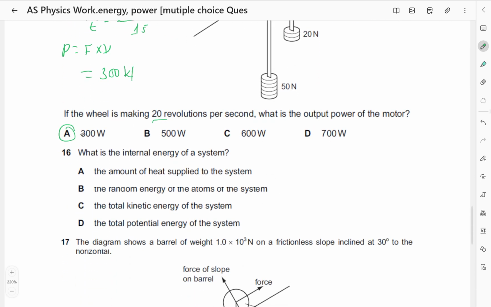What is the internal energy of a system? Although internal energy is in A level, we can still answer it here. Internal energy is the sum of kinetic and potential energy. So it is the random energy of the atoms of the system: the total kinetic energy of the system and also the total potential energy of the system. It is both potential and kinetic. So the answer is B, the random energy of the atoms of the system. This involves kinetic and potential energy of these atoms. So the answer is B.